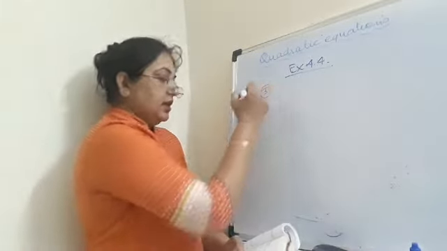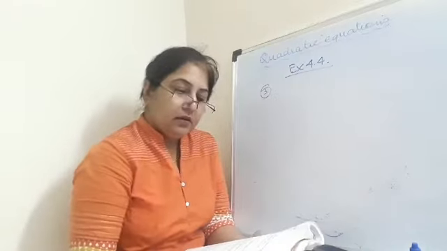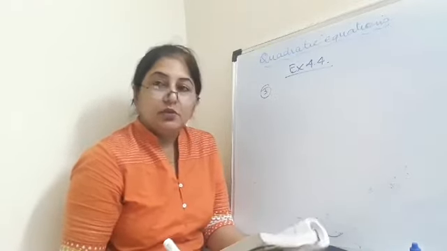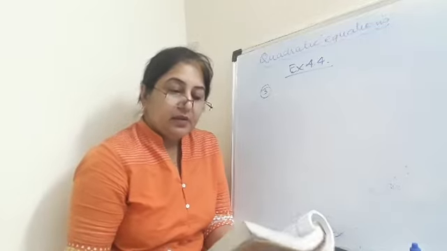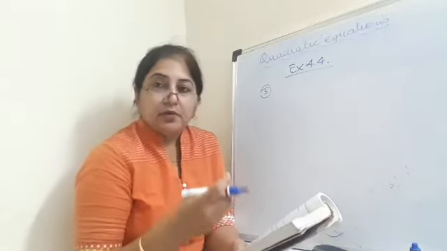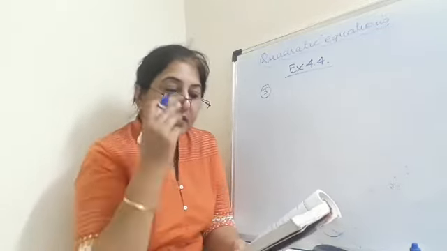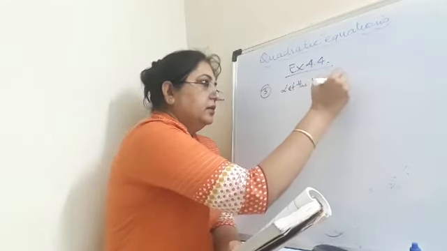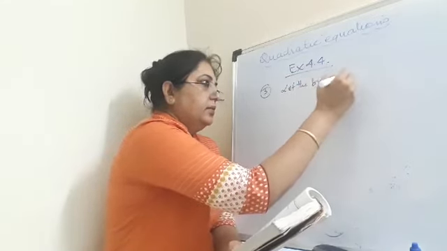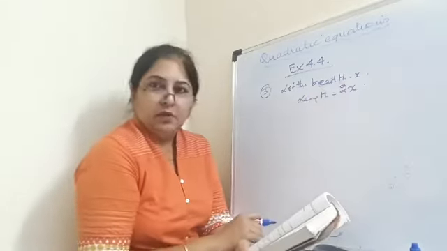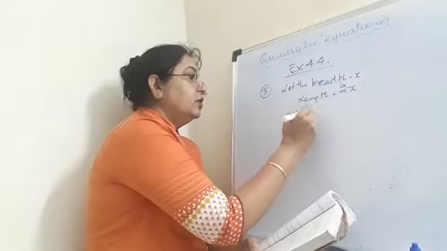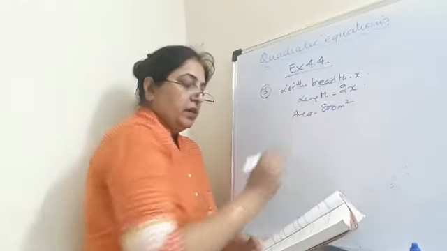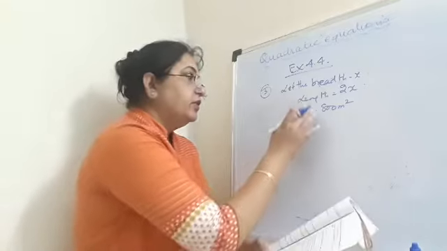Question number 3 says, is it possible to design a rectangular mango grove whose length is twice the breadth and the area is 800 meters square, right? Now, is it possible to design a rectangular mango grove? Let the breadth be x, and the length is given to us as twice the breadth, which will be 2x, and area is equal to 800 meters square. They are asking you, is it possible to find the length and breadth for this given condition?